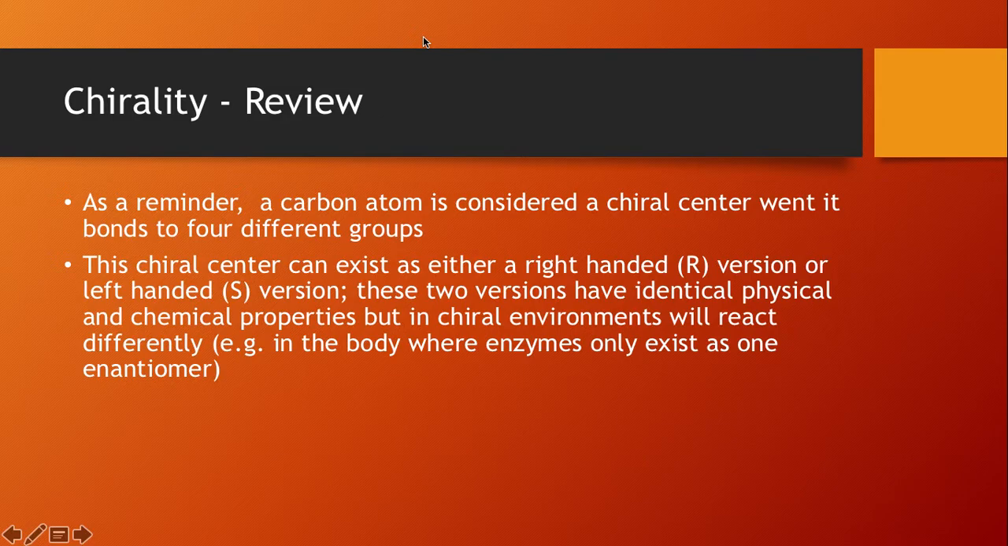So a quick review on chirality. As a reminder, a carbon atom is considered a chiral center when it bonds to 4 different groups. There are 2 different versions of the chiral center. They are either right-handed, which is given by the letter R, or the left-handed version, which is given by the letter S. These versions have identical physical and chemical properties, but in a chiral environment, they will react differently. One of the biggest examples is in the body, where enzymes only exist as one enantiomer.